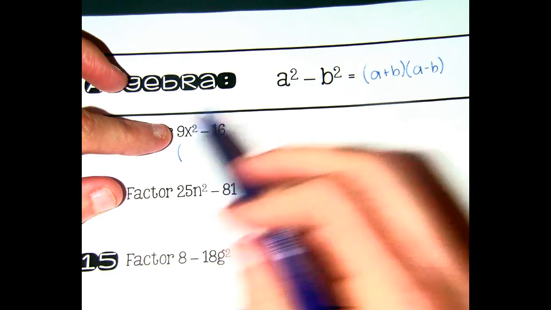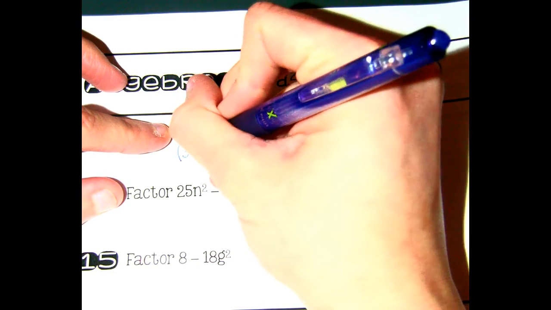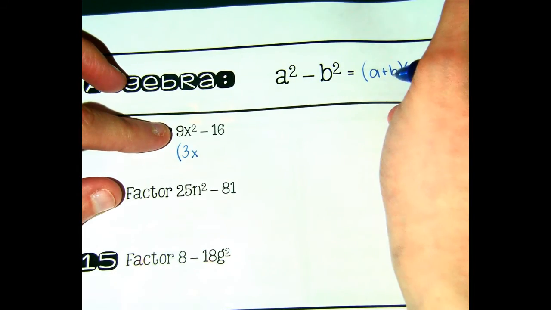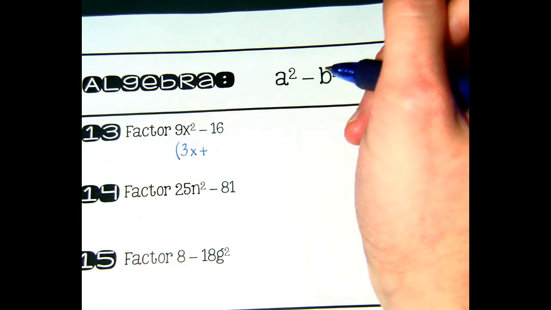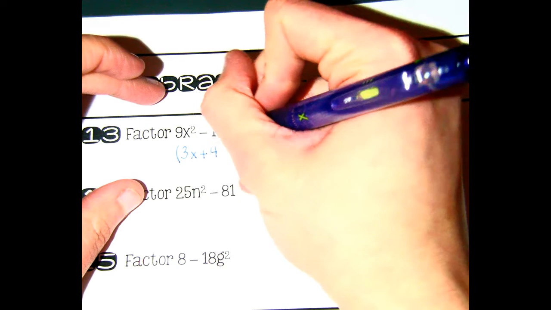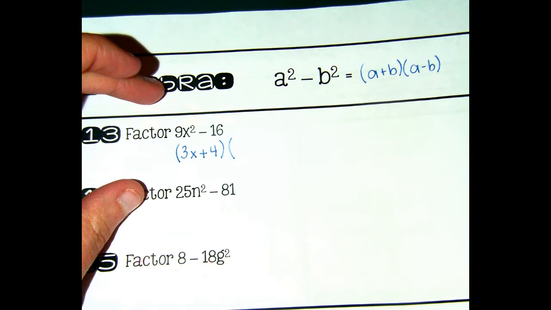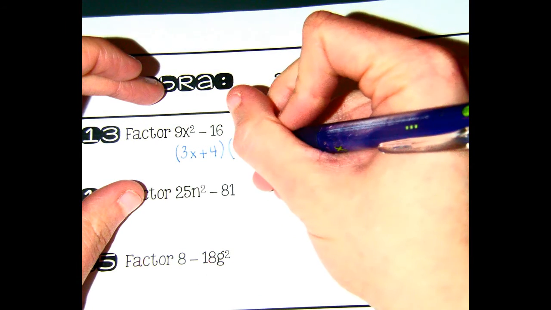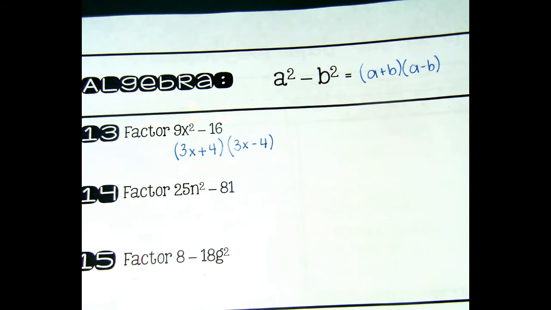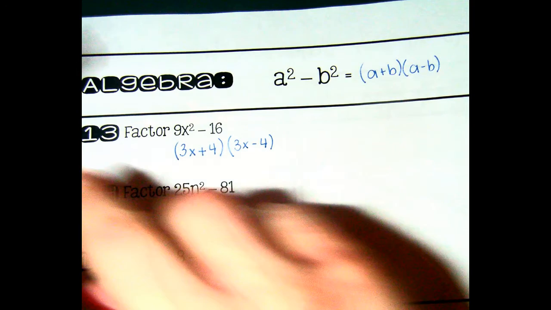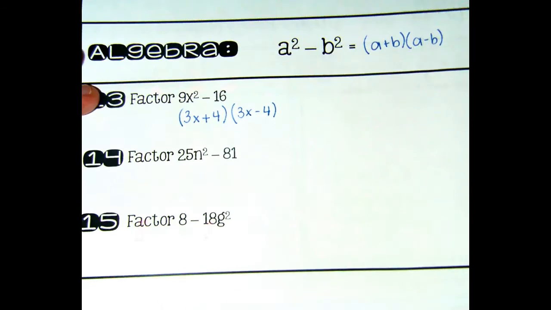Here's how it works. What's the square root of 9? And it says we put plus. What's the square root of 16? 4. In the next factor, we have the exact same thing, except minus. I have now factored that. This is a special product factoring.